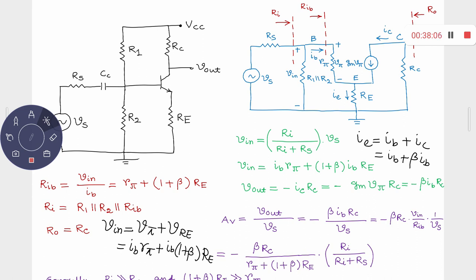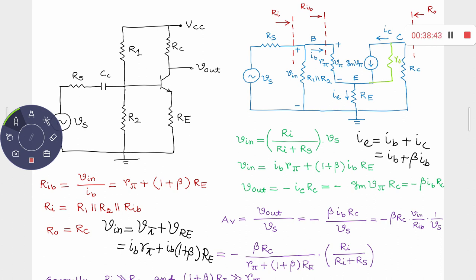Then what is the voltage gain? V out upon VS. Same formula. So what is V out? Once again, if this current is GM V pi, then that current must be minus GM V pi flowing through RC. So the voltage developed at the collector terminal is minus GM V pi times RC. In fact, that is somewhat less than that because some current will also flow through R0. We have just neglected, you should have some resistance over there. That we have neglected, R0.